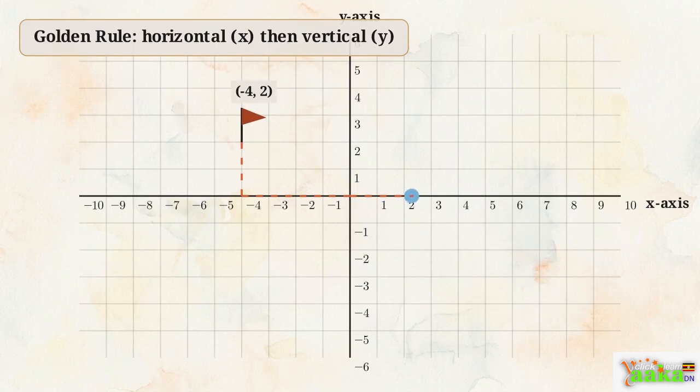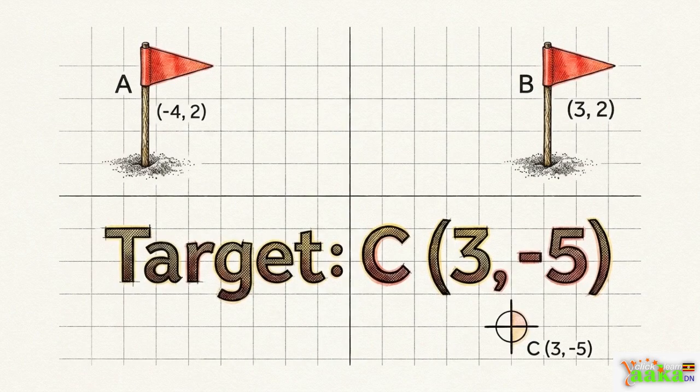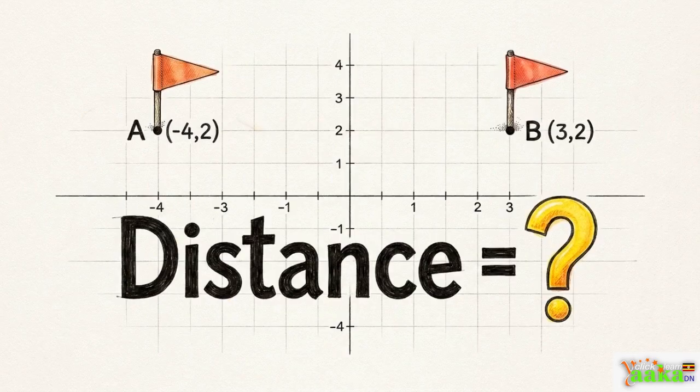We reset to the origin, walk 3 units right into positive numbers, and climb 2 units up to match the height of the first flag. Now for the third flag at 3, -5. Take a moment to mentally plot this point on the grid. Once it is placed, what is the exact length of the vertical side connecting it to the second flag?